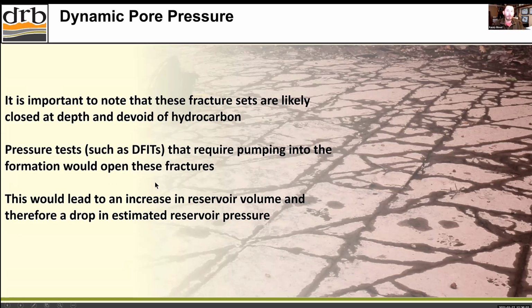varying pressure gradients. But when we pump in that small volume of water to do the DFIT, we open up all of these fractures. So in essence, you're increasing the reservoir volume. So when we do that calculation to come up with a reservoir pressure gradient from a DFIT test, I think we're underestimating it, because we're opening up a bunch of fractures that have no volume or minimal volume associated with them in a natural state. Now we're opening them up in the DFIT, and that therefore increases the volume and therefore decreases the calculated reservoir pressure and subsequent pressure gradient.